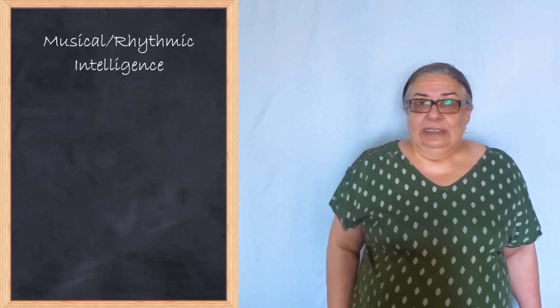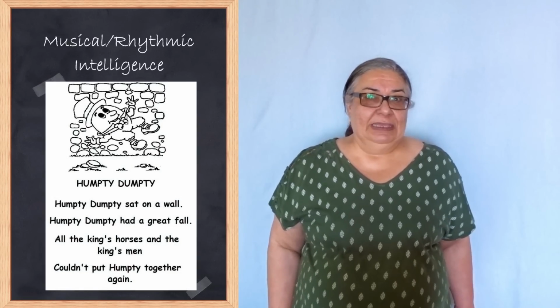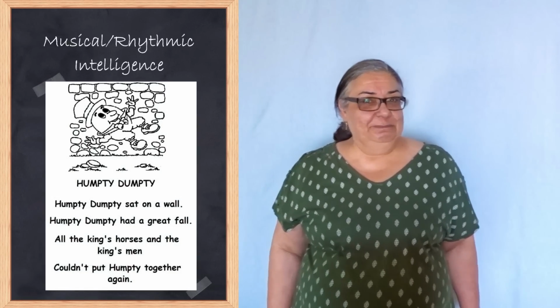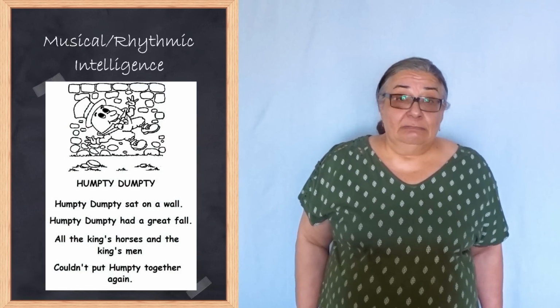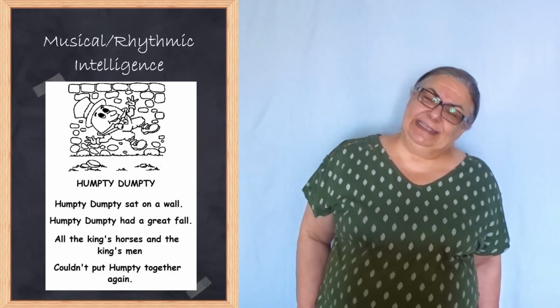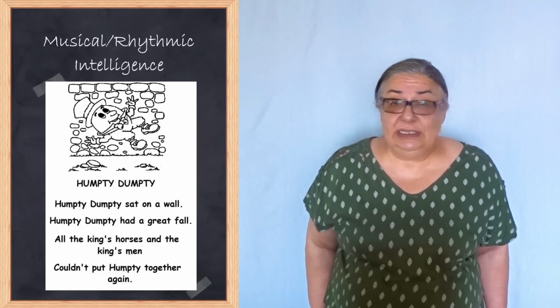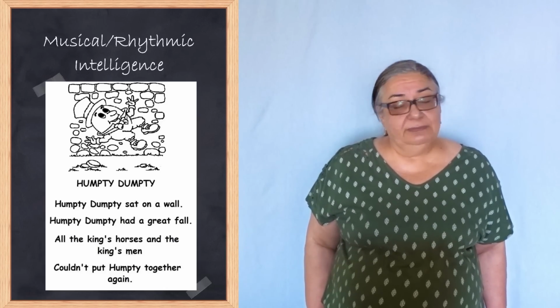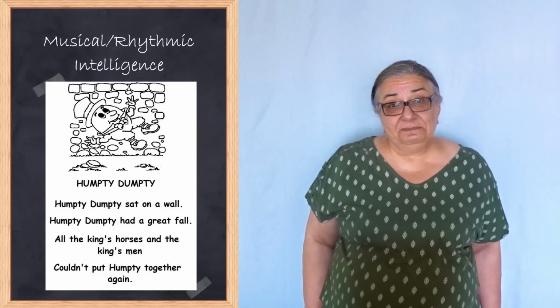Okay, now let's say this nursery rhyme together. Humpty Dumpty sat on a wall. Humpty Dumpty had a great fall. All the king's horses and all the king's men couldn't put Humpty together again.